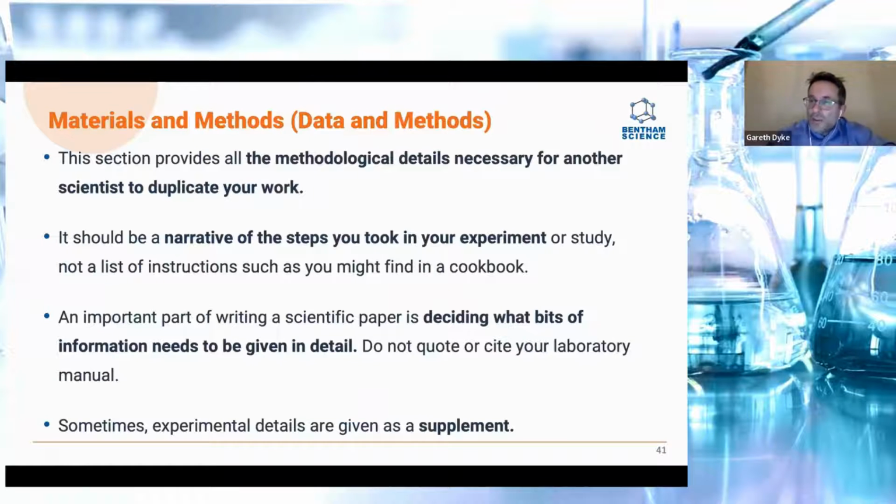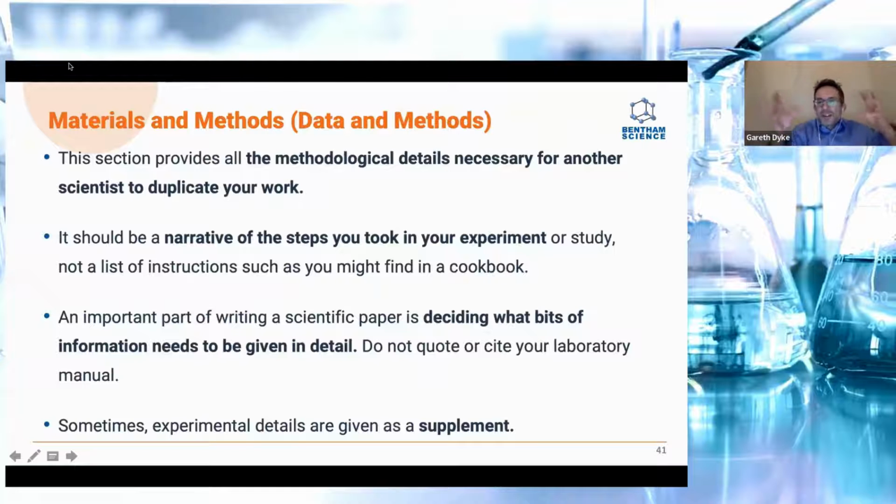Bridge your introduction into the methods, which, by the way, is the best bit of academic paper writing. Here you've got a sequence of events. What happened first? What you did second? What you did third? You write down what you did in the study in sequence in your methods, all of the methodological details necessary for someone else to duplicate the work. It's a narrative of steps that you took in your experiment.